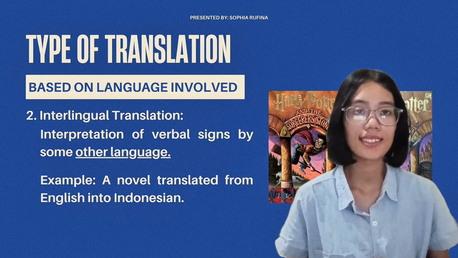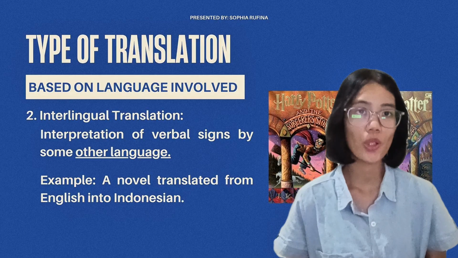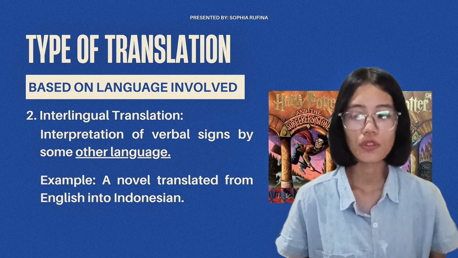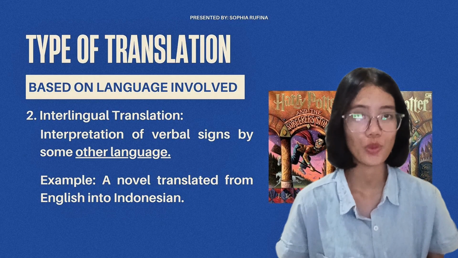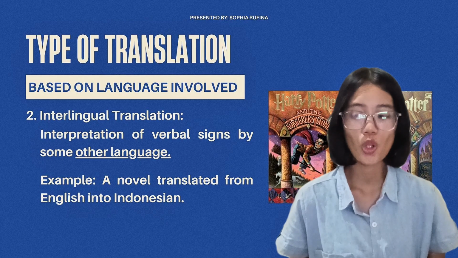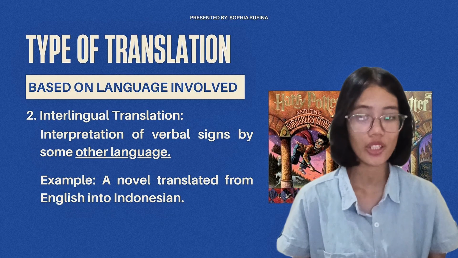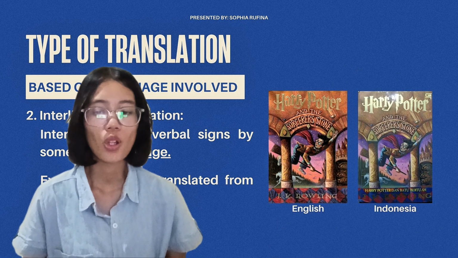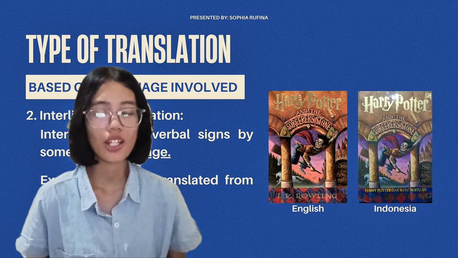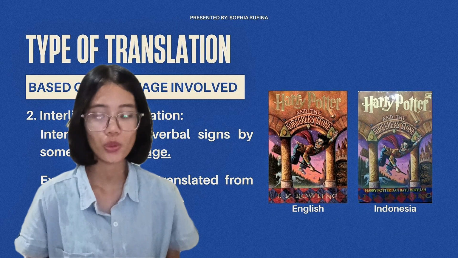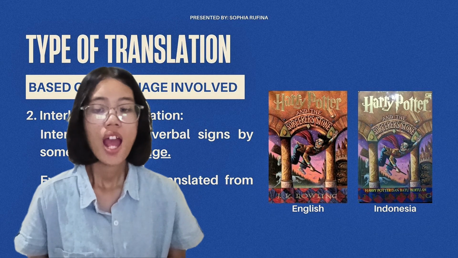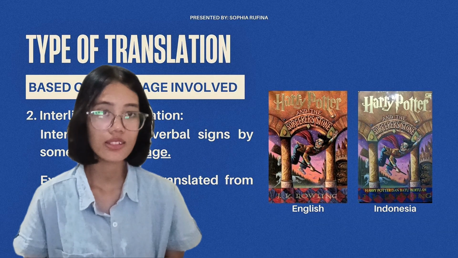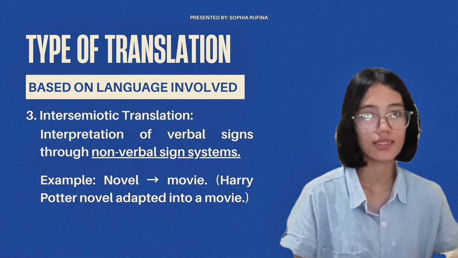Number two is interlingual translation, also known as translation proper. This is interpretation of verbal signs by some other language. For example is a novel translated from English into Indonesian. As you can see here, on the left side, the original is in English, which is Harry Potter and the Sorcerer's Stone. Then, on the right side, it has been translated into Indonesian as Harry Potter dan Batu Bertuah.